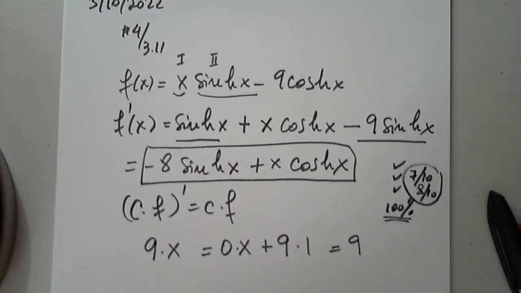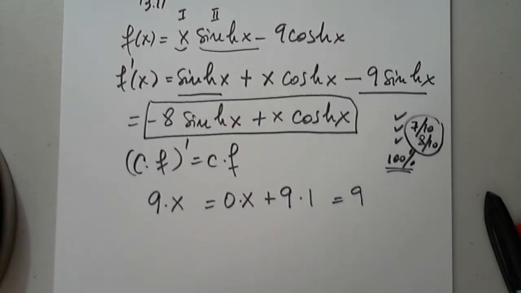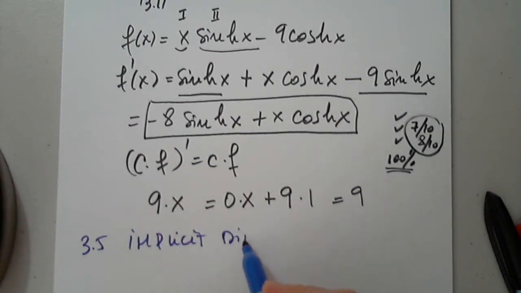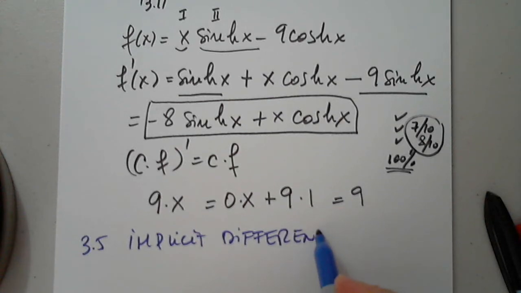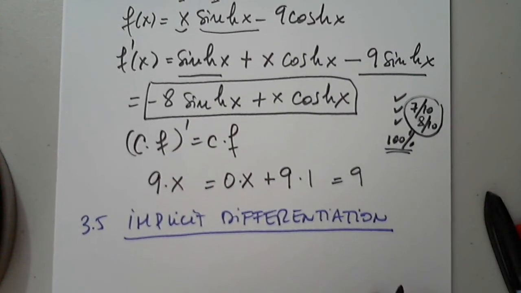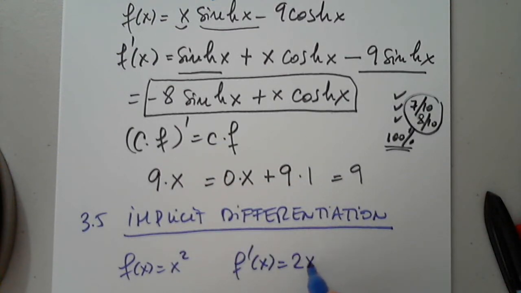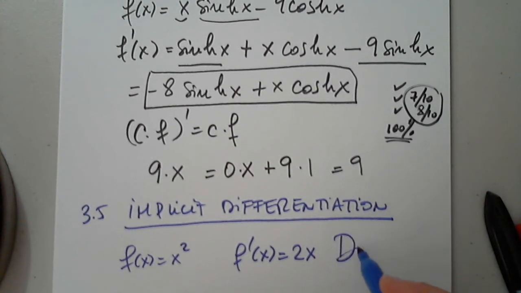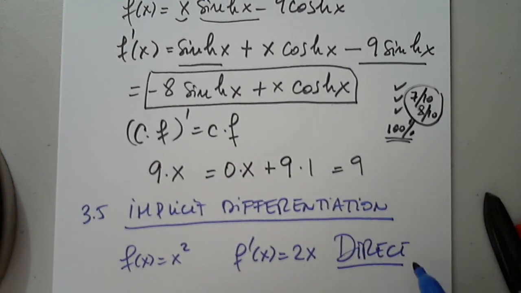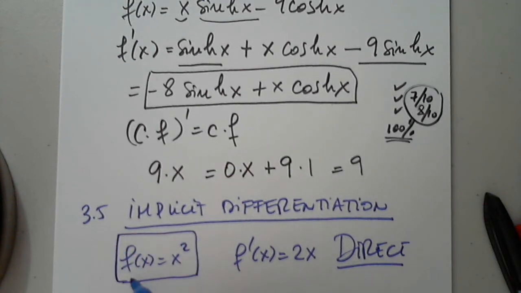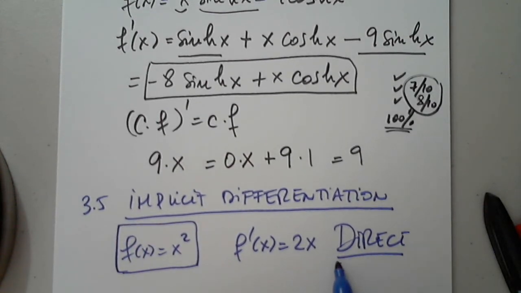Enough of that. So we move on to section 3.5, implicit differentiation. Okay, so if I'm given a function, let's say f of x equals x squared, I have the function, I differentiate, and I get 2x. And this is direct. What do I mean by direct? I'm given the function. I have the function, so I'm finding the derivative directly.